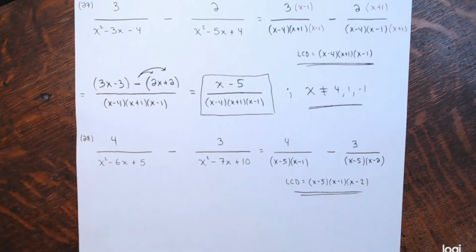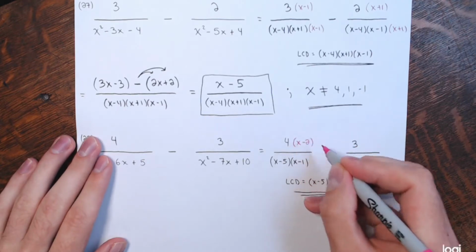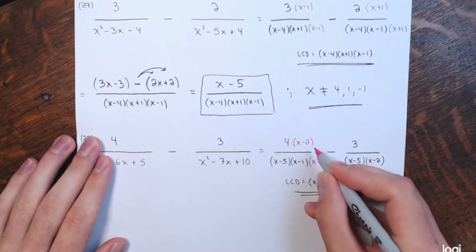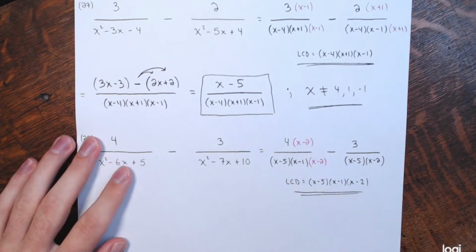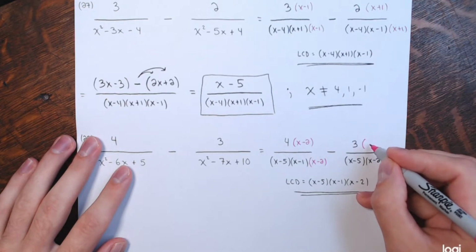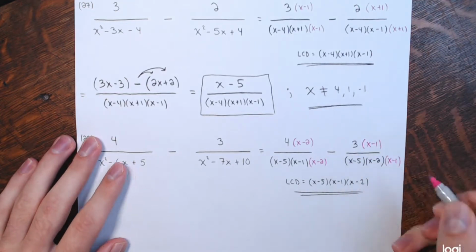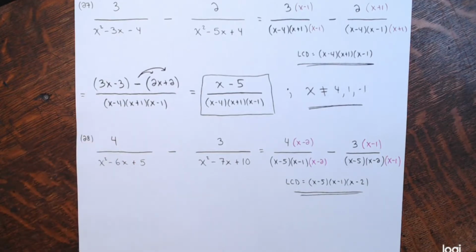So I found the LCD. Now I want to make it so that both fractions have that denominator. So the first fraction, I'd have to multiply the numerator and denominator by x minus 2. The quantity x minus 2, don't forget parentheses. Second fraction, I'd have to multiply the numerator and denominator by x minus 1. Again, the quantity x minus 1, the factor x minus 1, so don't forget parentheses.